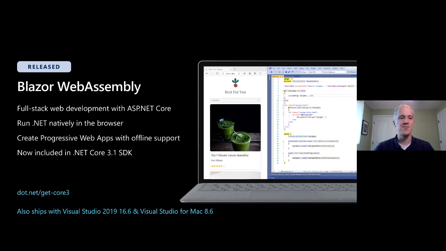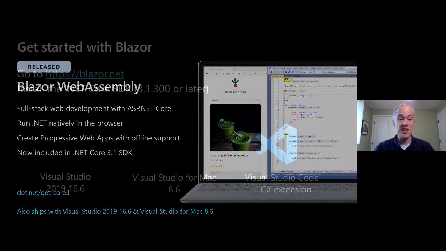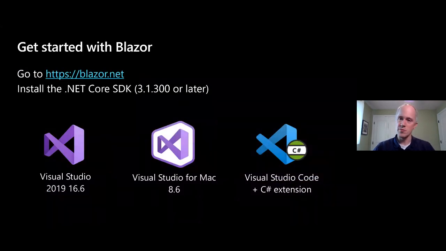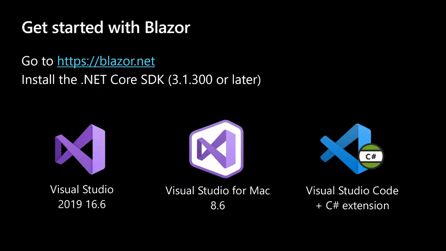All right, so to get started with Blazor, what you typically do is you go to blazor.net, that's the Blazor homepage, you install the .NET Core SDK, and then you can build using whatever tool you'd like: Visual Studio, Visual Studio for Mac, or Visual Studio Code with the C# extension, which is what we're going to be using today. If you prefer a different editor, that's fine too. You can code in Vim or Emacs. The whole SDK is, of course, cross-platform, and you can pick the editor of your choice. But these three have great Blazor support.